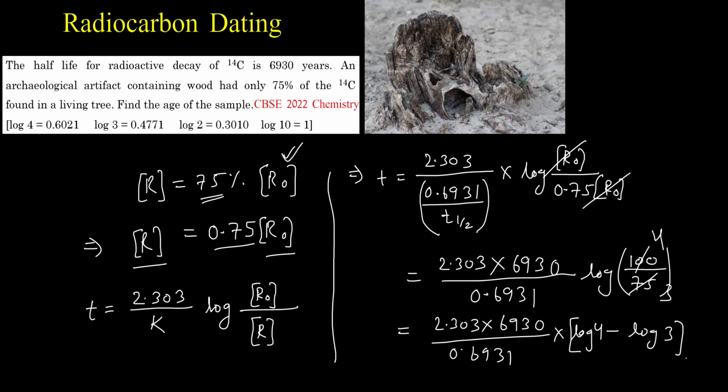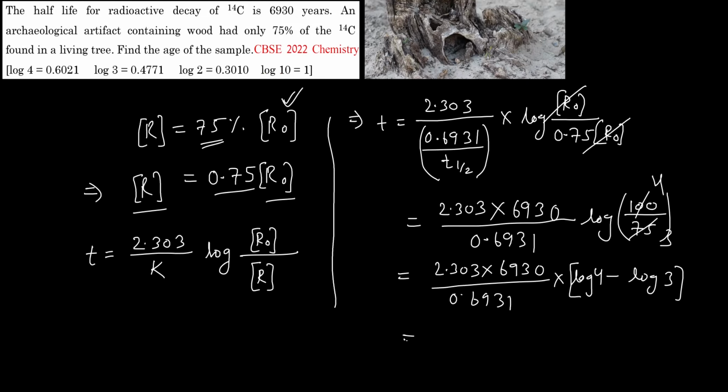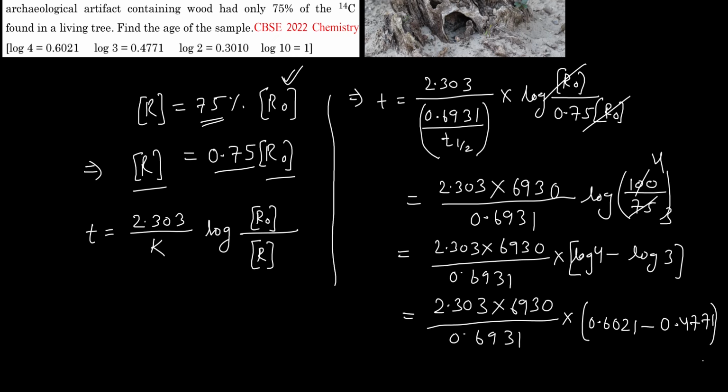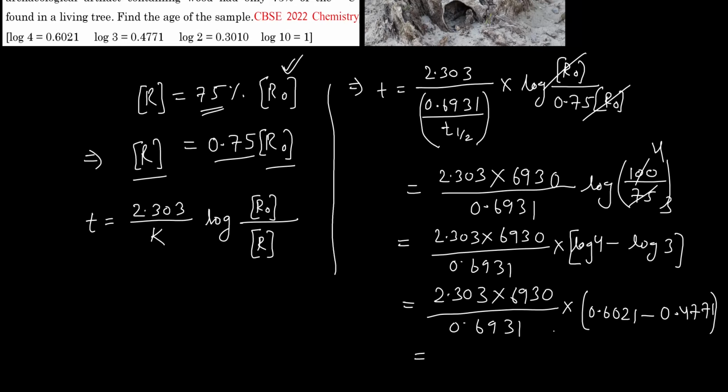Now log 4 and log 3 values are also given in the question, so let's put those values and solve this. 2.303 into 6930 divided by 0.6931 into log 4, which is given as 0.6021, minus log 3, which is 0.4771. So now solve this and see what we will get. On solving this expression, the final value we are getting is 2878.33. So we will simply write 2878 years because only 4 significant figures are given in the half-life of the sample given in the question. So the final answer will be 2878 years.